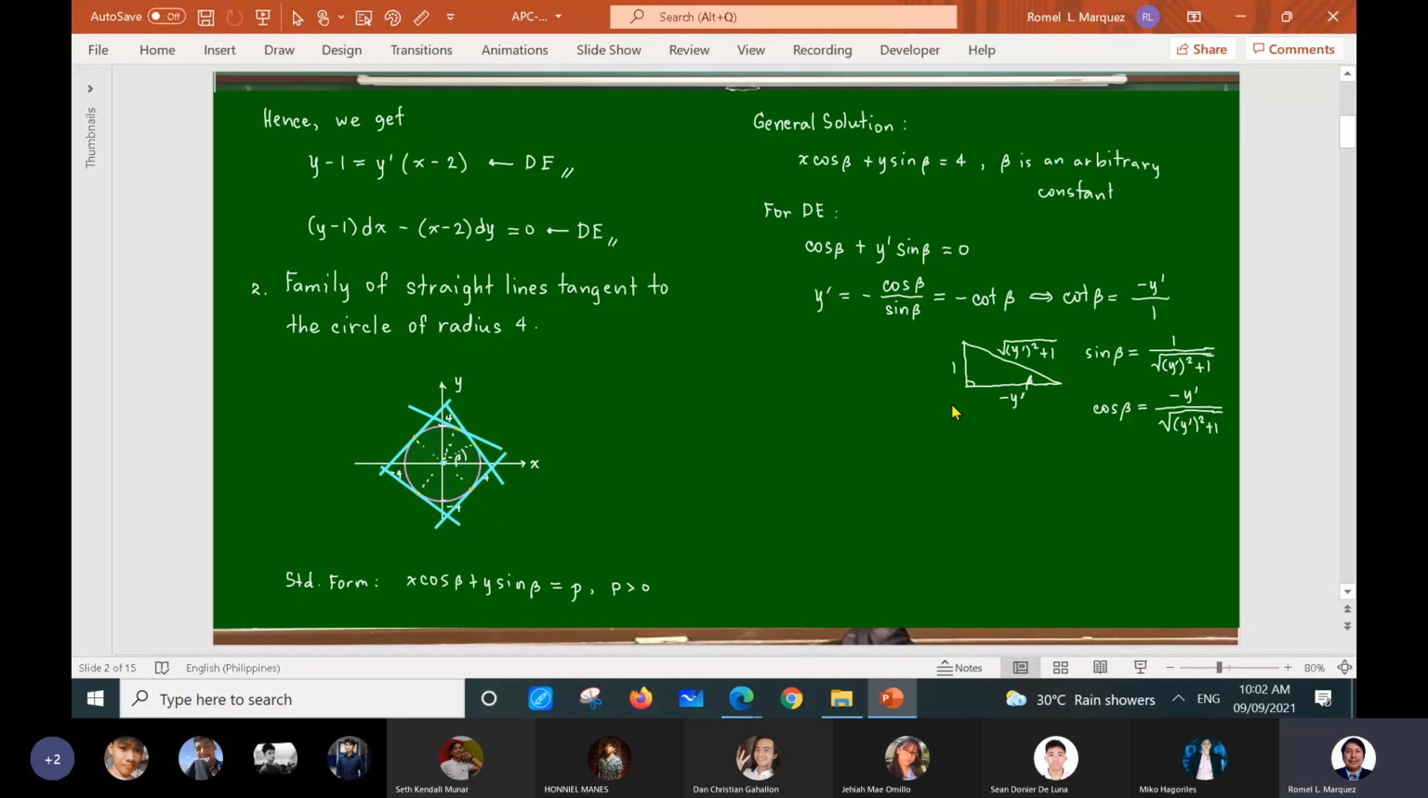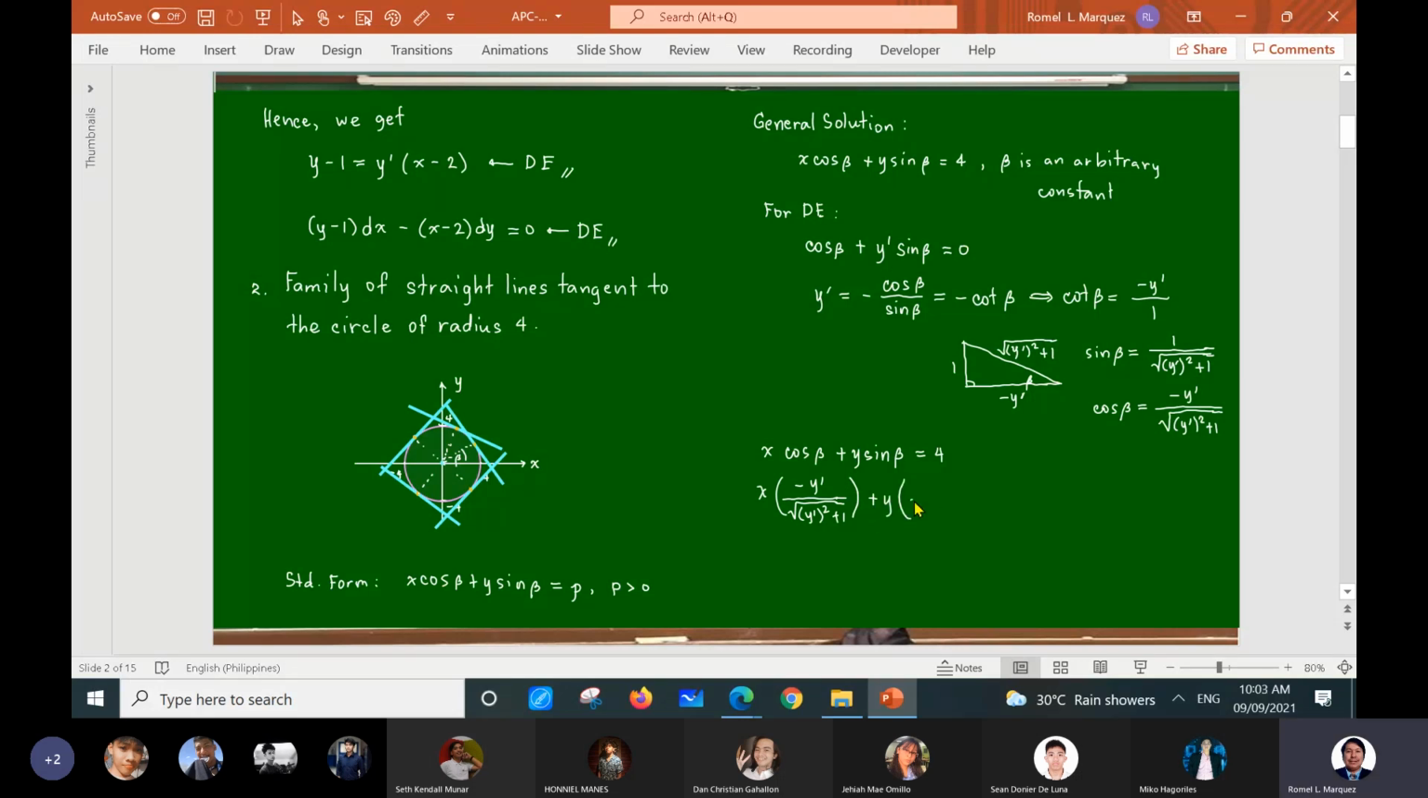What's the result when we substitute this into the general solution? From the general solution, we substitute this. So x, what is cosine, guys? Negative y prime over the square root of y prime squared plus 1. And then what about sine beta?